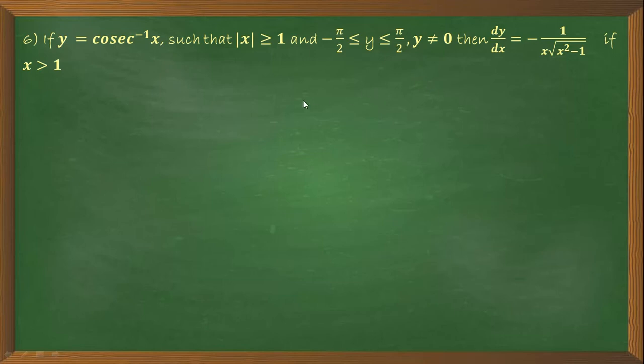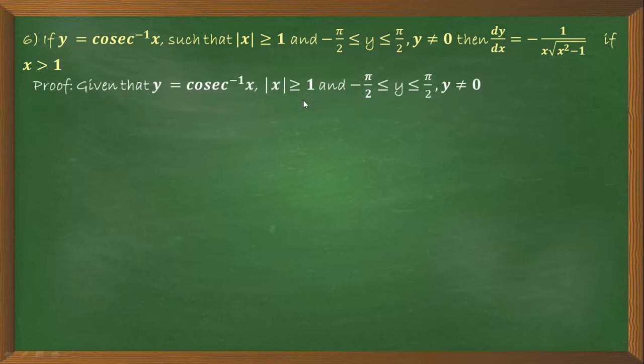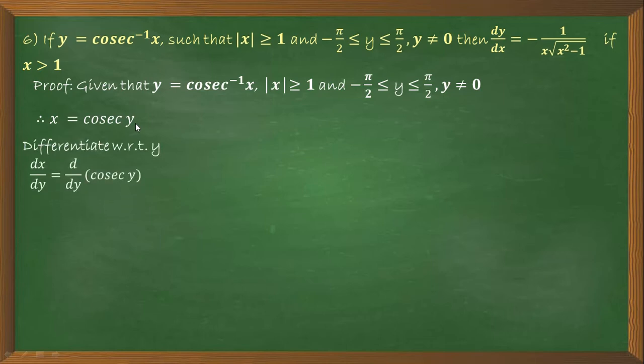Okay, so write the given condition as it is. Now the function is y is equal to cosec inverse x, so hence x is equal to cosec y. See here, x is equal to cosec y. Differentiate this with respect to y. Then what will you get? See, dx by dy is equal to d by dy of cosec y, which is equal to minus cosec y into cot y. See here, so this is the derivative.